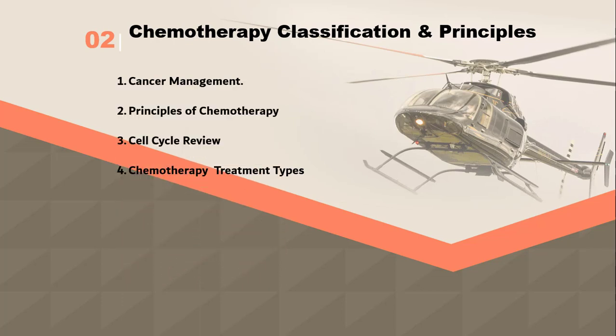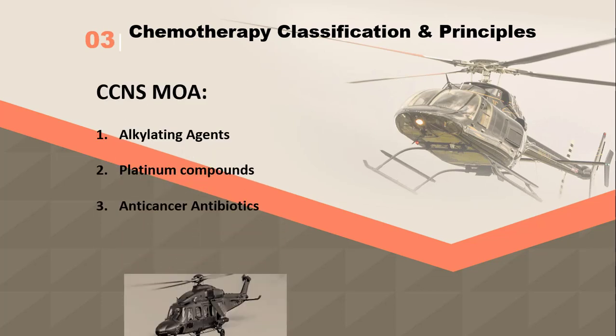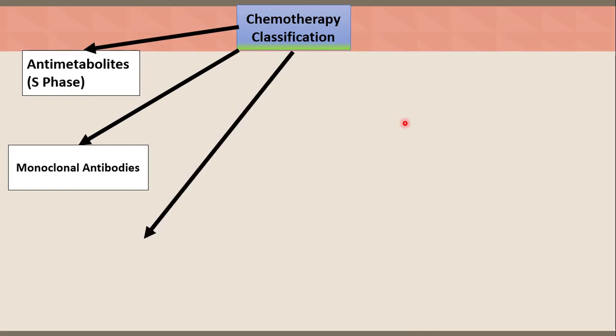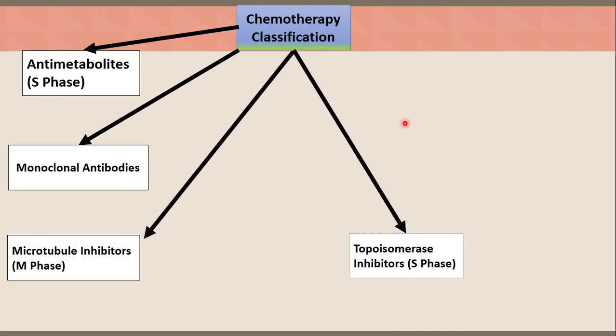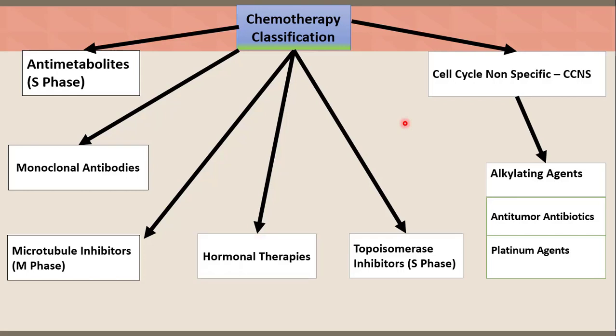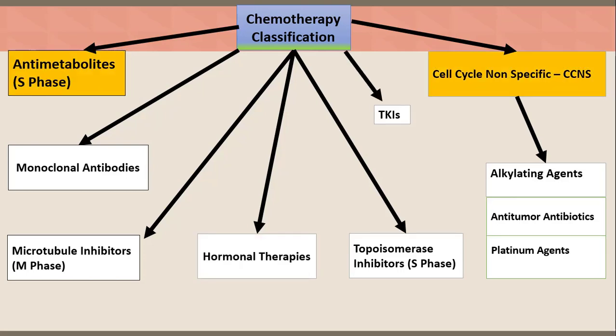In Module 3, Understanding Cell cycle non-specific chemotherapy mechanism of action, we will discuss the Alkylating Agents mechanism of action, Platinum compound mechanism of action, and the mechanism of action of the Anticancer Antibiotics. Chemotherapy classification: antimetabolites or S-phase specific, monoclonal antibodies, microtubule inhibitors, M-phase specific, Topoisomerase inhibitors or S-phase specific, cell cycle non-specific or CCNS, such as alkylating agents, anti-tumor antibiotics, and platinum agents, or hormonal therapies.